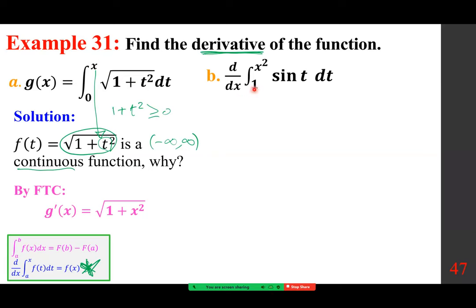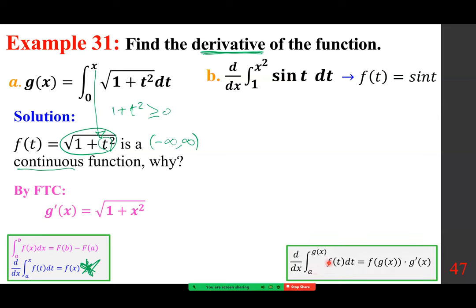d/dx of the integral of 1 to x squared sine t dt. We want to take the derivative of this expression. First, the function f of t is sine t. Then I'm going to remind you, the derivative of the integral from a to g of x of f of t dt: if this is x, we have the basic FTC and we're fine. But if it's a function of x, you have to replace the t with g of x and then multiply by g prime of x. This is by the chain rule.